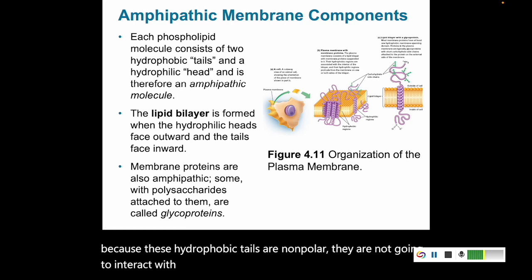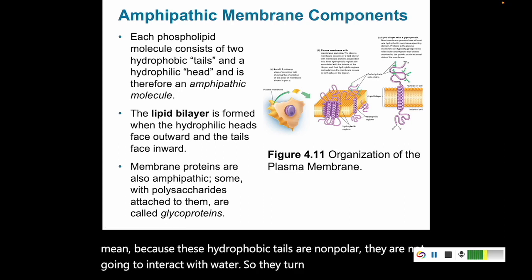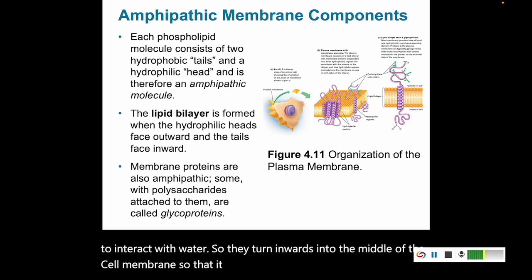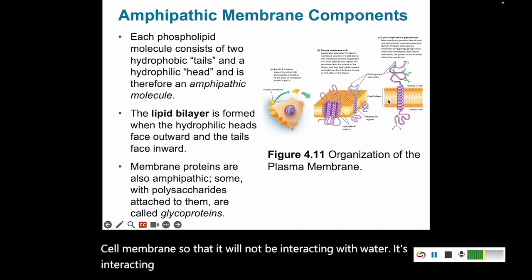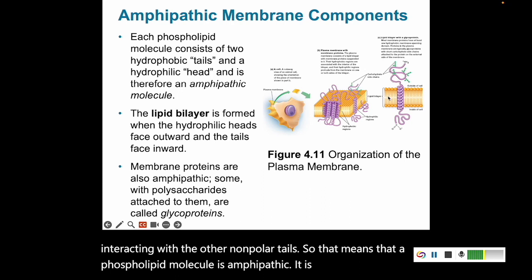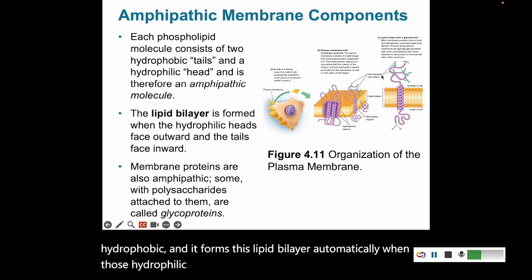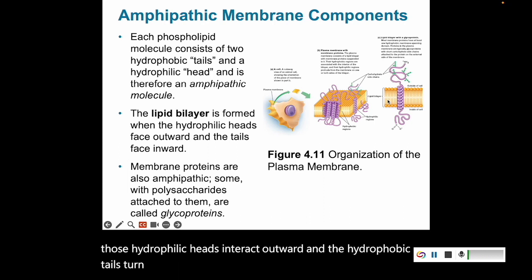So they turn inwards into the middle of the cell membrane so that they will not be interacting with water. They're interacting with the other nonpolar tails. So that means that a phospholipid molecule is amphipathic. It is both hydrophilic and hydrophobic. And it forms this lipid bilayer automatically when those hydrophilic heads interact outward and the hydrophobic tails turn themselves inward.